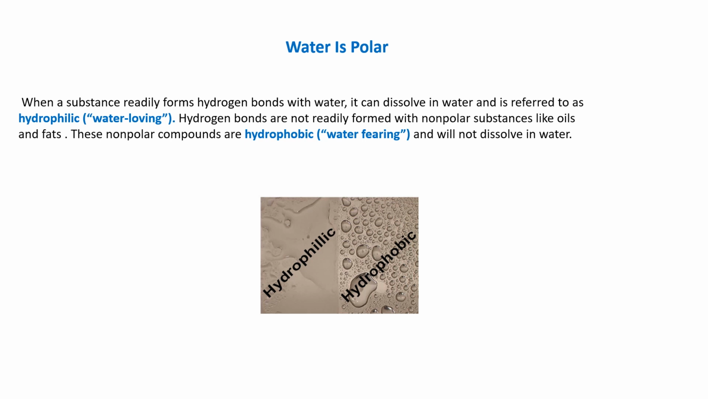All right, now let's look at water. Water is the universal solvent. And what's important to understand is the characteristics of hydrophilic and hydrophobic. When a substance readily forms hydrogen bonds with water, it can dissolve in water and is referred to as hydrophilic, water-loving. And then hydrogen bonds are not readily formed with nonpolar substances. Again, you don't need to appreciate those terms at this moment, but these are like oils and fats, and these are hydrophobic, or water-fearing. So what does all this mean?